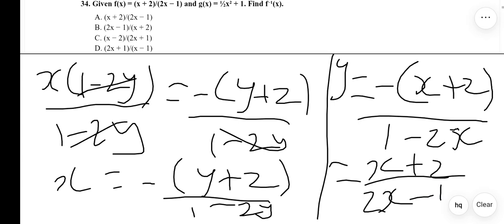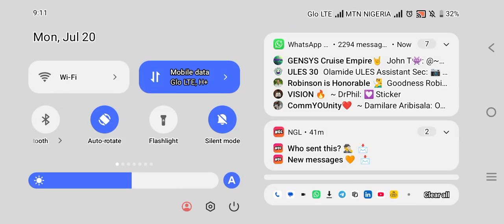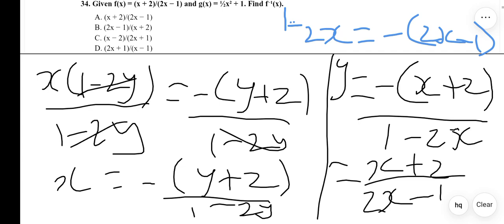Because this 1 minus 2x is the same thing as, let me write it here. This 1 minus 2x, the same thing as minus 2x minus 1. So if I change this 1 minus 2x with minus 2x minus 1, those minus at the top and minus at the down will cancel themselves. So that is how I'm having this. So option A is correct for this question number 34.